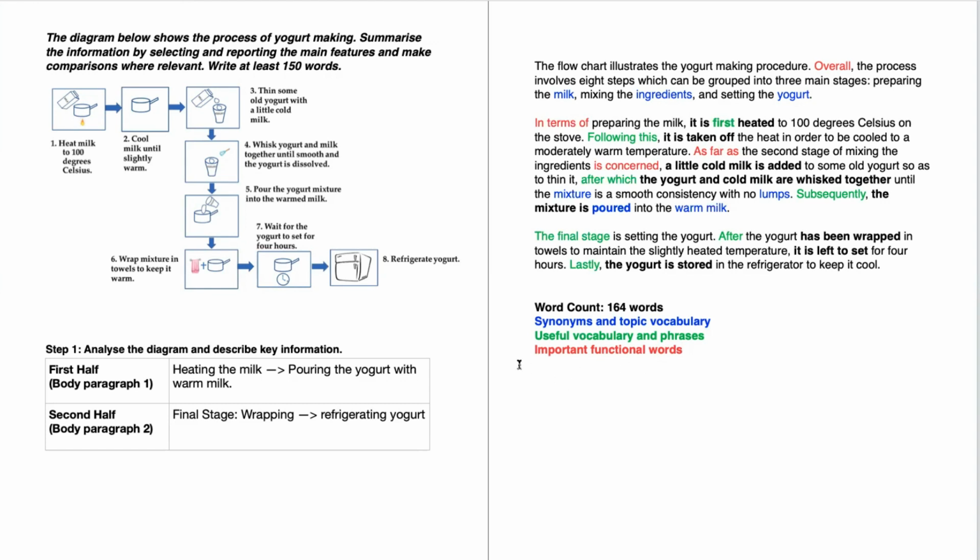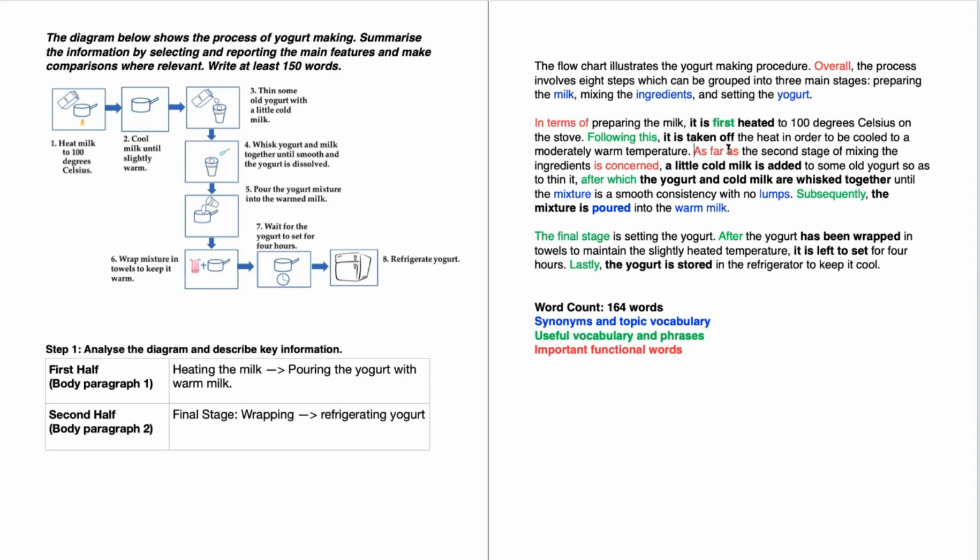Let's take a look at the red, important functional words. This sets the stage and makes everything a bit logical. So when we're talking about the whole process, we see overall. Then in terms of something, so we talked about in terms of preparing the milk. This is quite specific because we're talking only about preparing the milk. Then this is a great formula.